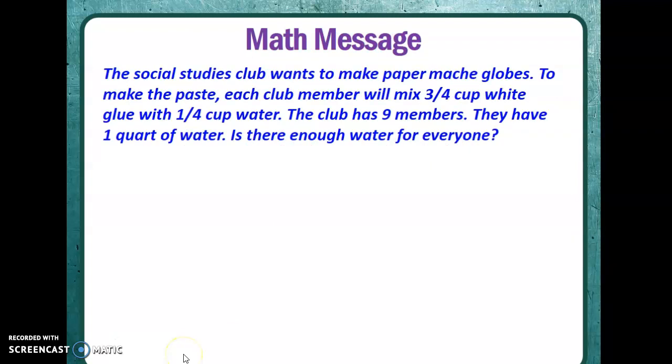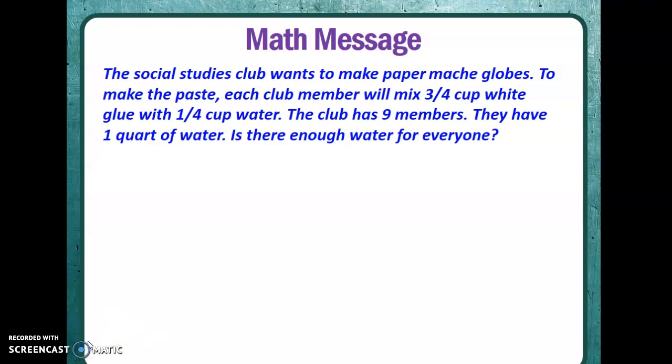All right, let's do our math message. It says the Social Studies Club wants to make paper mache globes. To make the paste, each club member will mix 3/4 cup white glue with 1/4 cup water. The club has 9 members. They have 1 quart of water. Is there enough water for everyone?